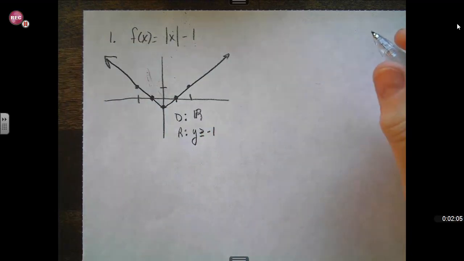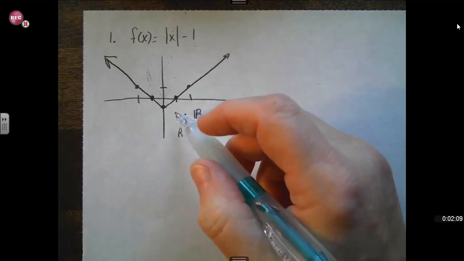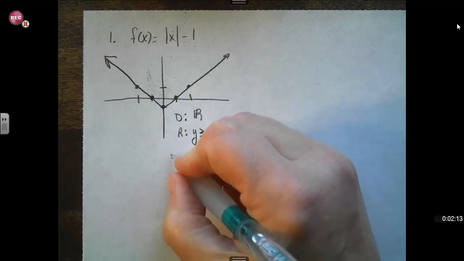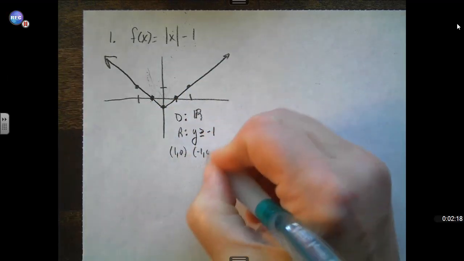And then the zeros of the function, I can tell those graphically. I don't need to try to solve this. They are positive and negative 1. So the zeros are (1, 0) and (-1, 0).